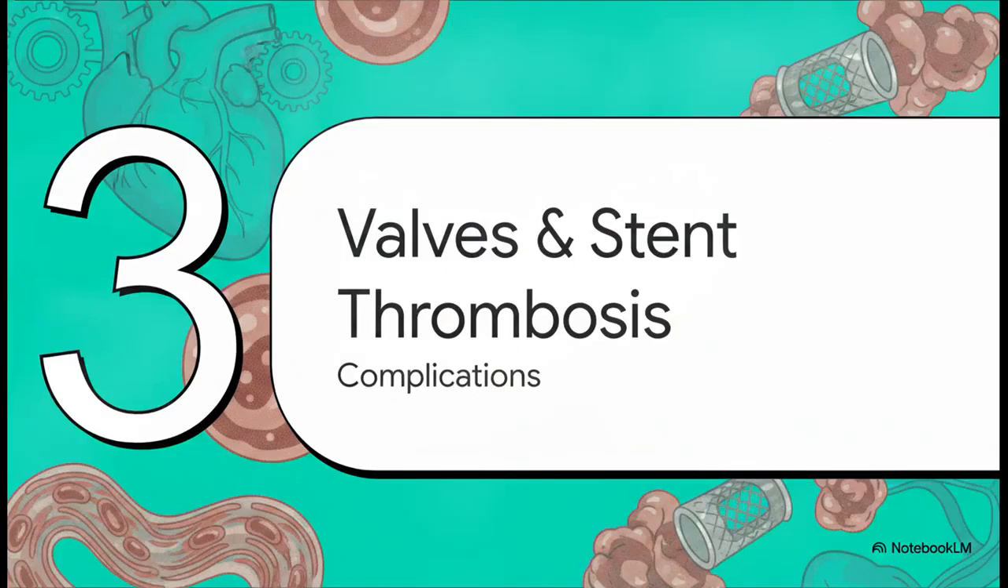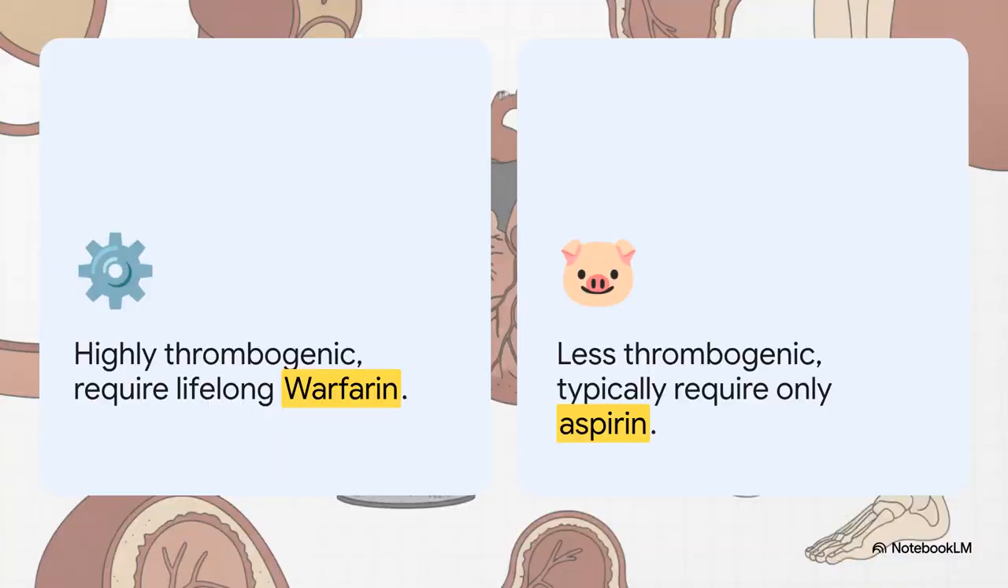All right, Section 3, prosthetic valves and stent thrombosis. When you're evaluating prosthetic heart valves, you have to differentiate between mechanical and bioprosthetic valves, purely to get the anticoagulation management right. It's a classic trap.